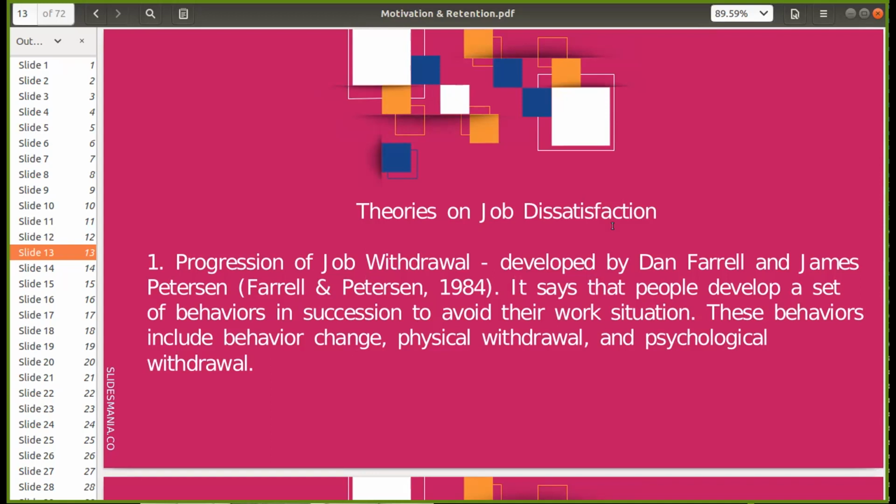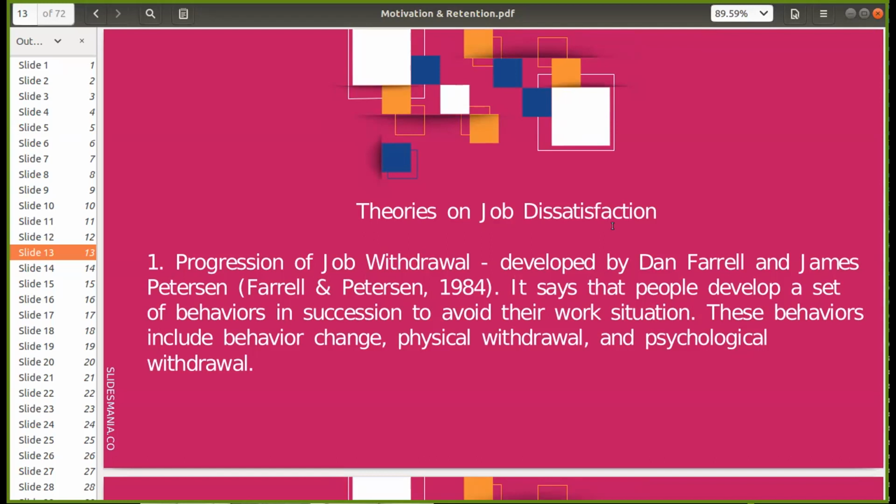Okay, so we have first, the progression of job withdrawal. Okay, so alamin muna, paano ba natin ma-implement yung mga strategies. So, syempre, alamin kung ano ba yung mga theories involved sa job dissatisfaction. First is the progression of job withdrawal. So, the first step to developing a retention plan is understanding some of the theories surrounding job satisfaction. And the first is the progression of job withdrawal theory. It's developed by Dan Farrell and James Peterson.